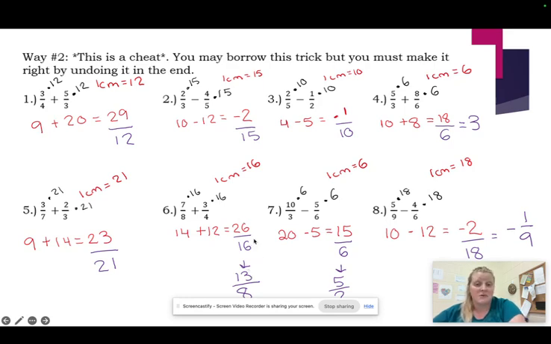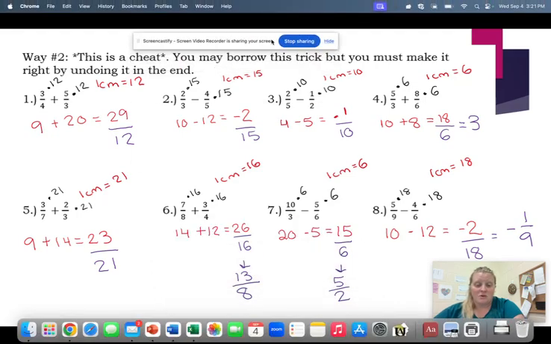That's the only difference. And then 7, your numbers should have been 20 and 5 to make 15, but 15 and 6 are both divisible by 3, so we should have 5 halves. And then number 8, your new numbers are 10 and 12. You get negative 2. Negative 2 over 18 is the same thing as negative 1/9.